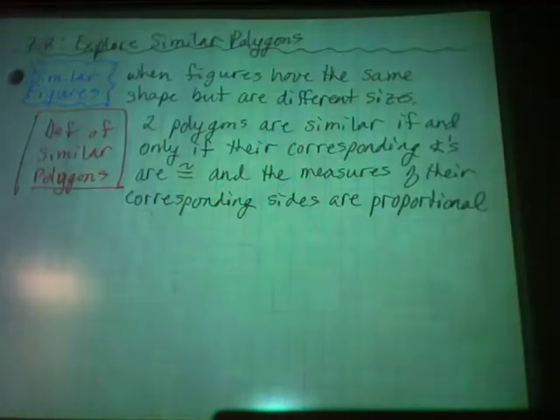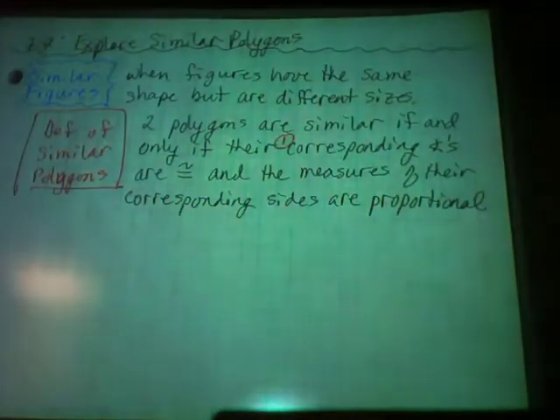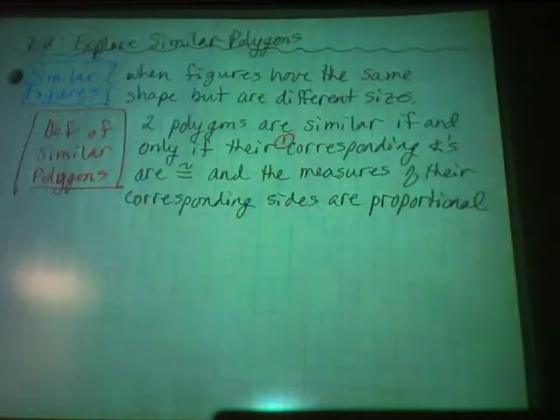You have to apply two tests to determine if two figures are similar, assuming that they haven't told you that they're similar. So if you're trying to determine if two figures are similar, two tests have to be applied. Test number one, their corresponding angles have to be congruent. All corresponding angles, not just two of them, not just three of them, but every corresponding angle. And what does corresponding mean? Same place, right?